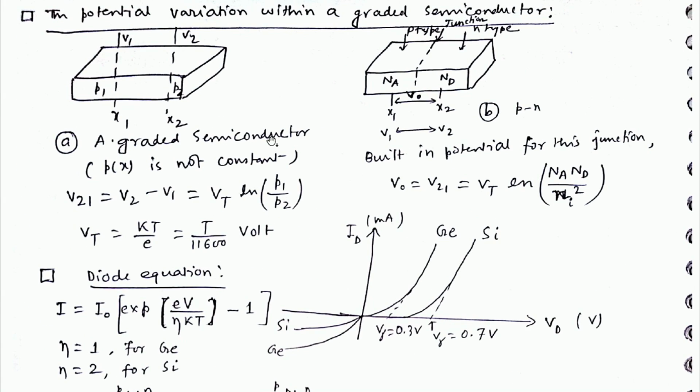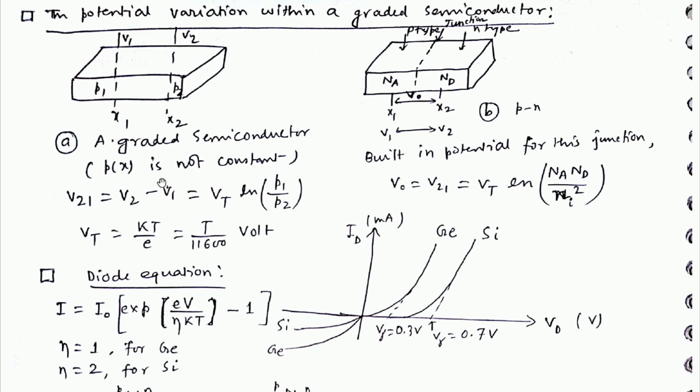Okay. Now the potential variation within a graded semiconductor. So this is x1, x2, p1, p2, V1, V2. This is voltage, this is hole density, and similarly for the electron. P type, this is N type, this is the junction, Na, Nd, x1, x2, V1, V2. V1, V2 are the voltages.